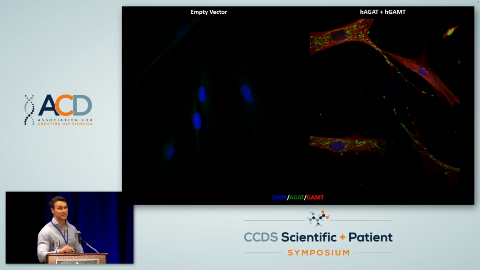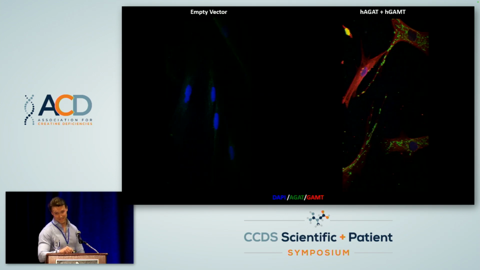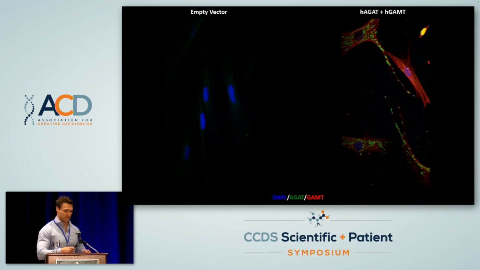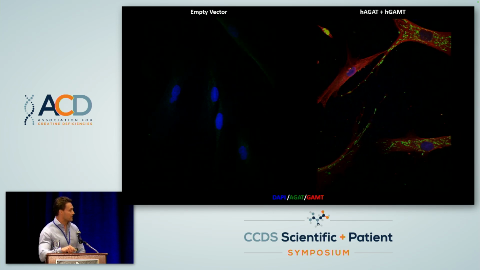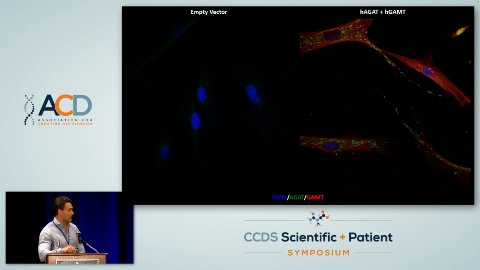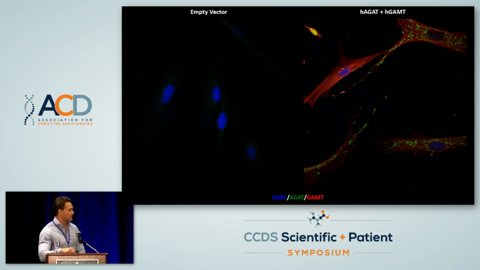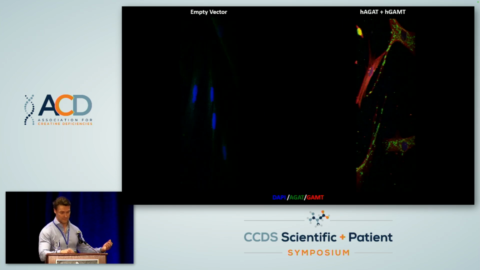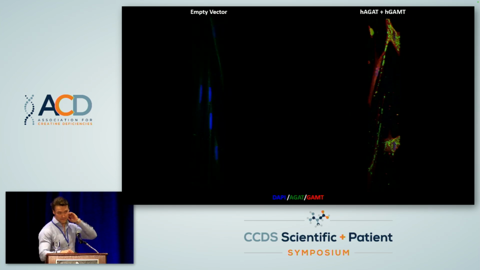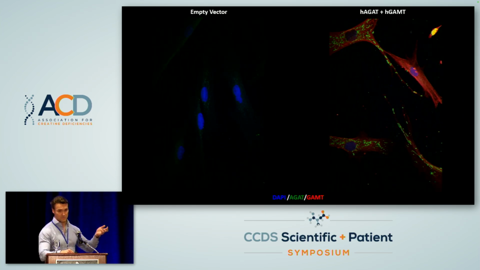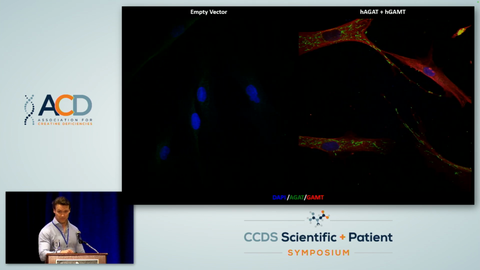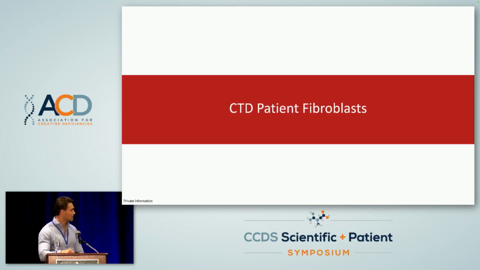And I apologize for the lighting in here, but this is the same cells in 3 dimensions. So we're just taking a confocal Z-stack and then turning it for you. And so you can see that the AGAT is localized properly throughout the cytoplasm. And we think probably the reason we get less AGAT expression, even though the viruses are titered to the same quantity, is because the AGAT distribution is so much smaller than the GAMT distribution. The mitochondrial volume is so much smaller than the cytoplasmic volume.